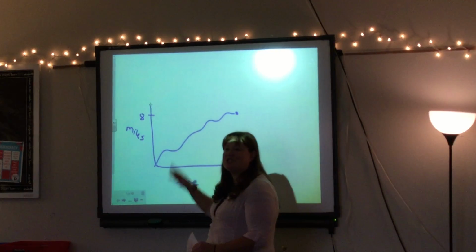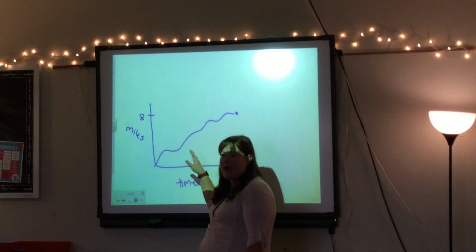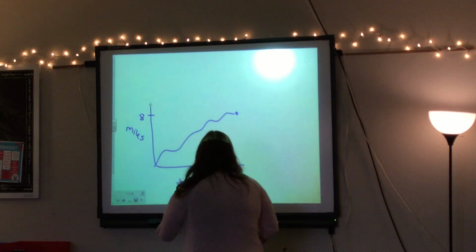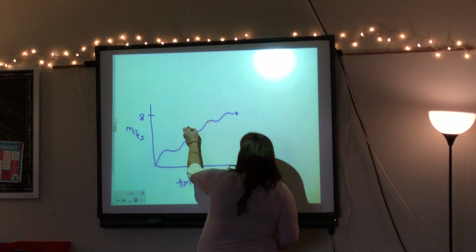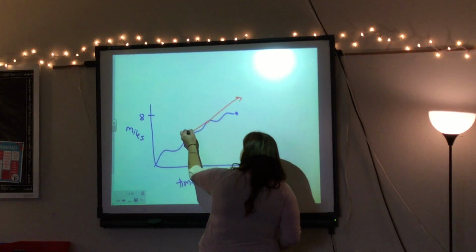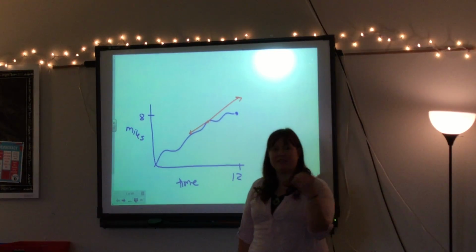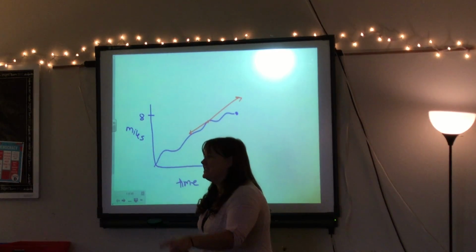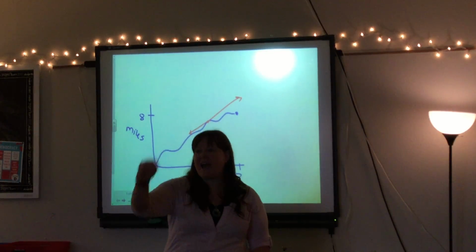So this is my position function, right? This is my position, where I am at any given point. I put in a time, I get out a position. What if I did a line tangent to the graph right there? What would the slope of that line tell me right at that point? Instantaneous velocity. So it's going to tell me how fast I'm going at that exact moment.